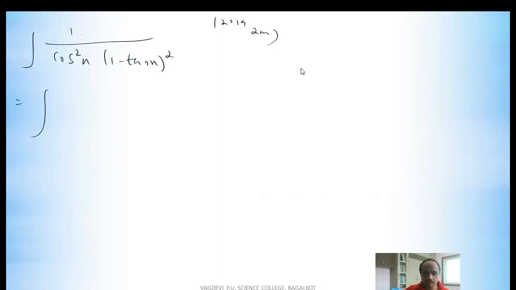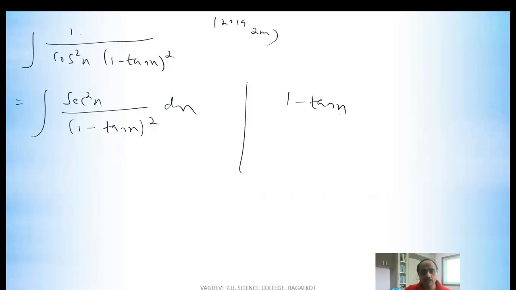Any doubt? No? So what is 1 by cos square? 1 by cos square is secant square x. Only one step is required. Yes, you can identify easily which is the main function. Tan x is the main function, or along with tan x, you can write 1 also. 1 minus tan x is the main function. Why is it the main function? Its derivative is there. What is the derivative of tan x? Secant square x into dx. That's important. Secant square x dx is there.